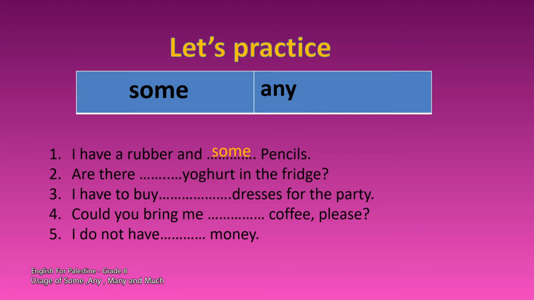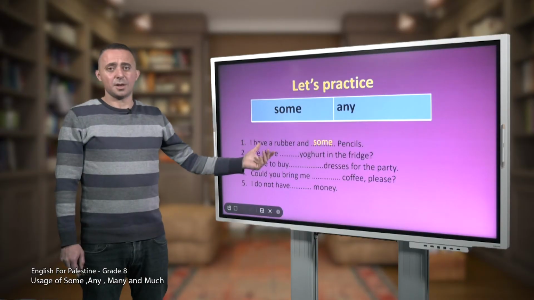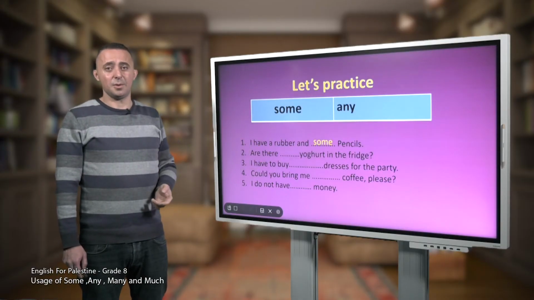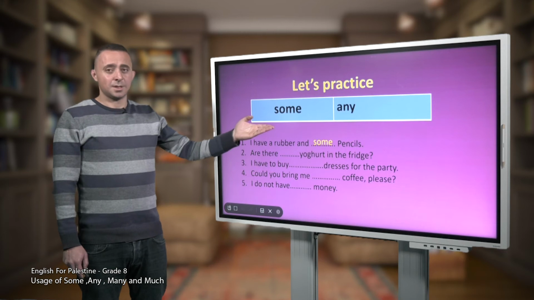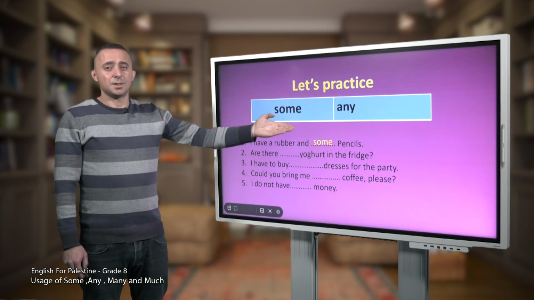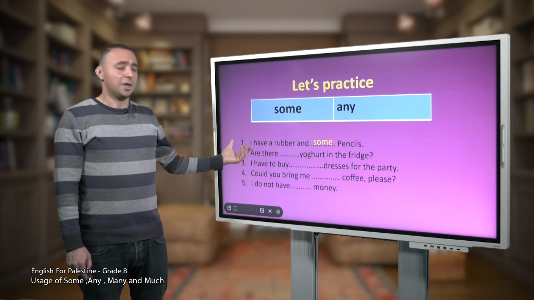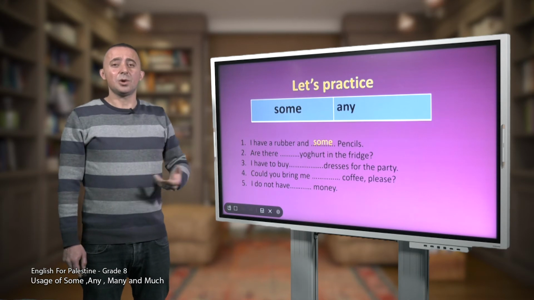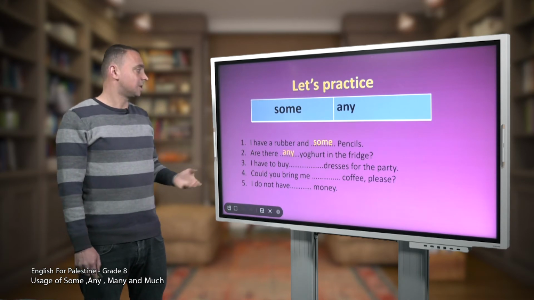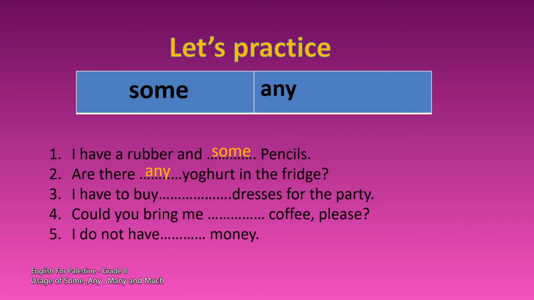What about number two? Are there any yogurt in the fridge? The word yogurt is an uncountable noun. And notice the sentence ends with a question mark. So in questions, do we use any or some? Very good, we use any. So we say, are there any yogurt in the fridge?